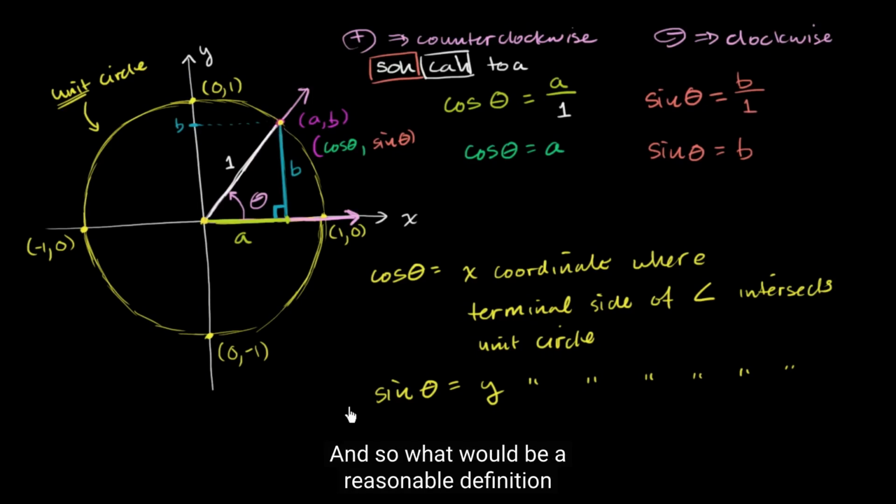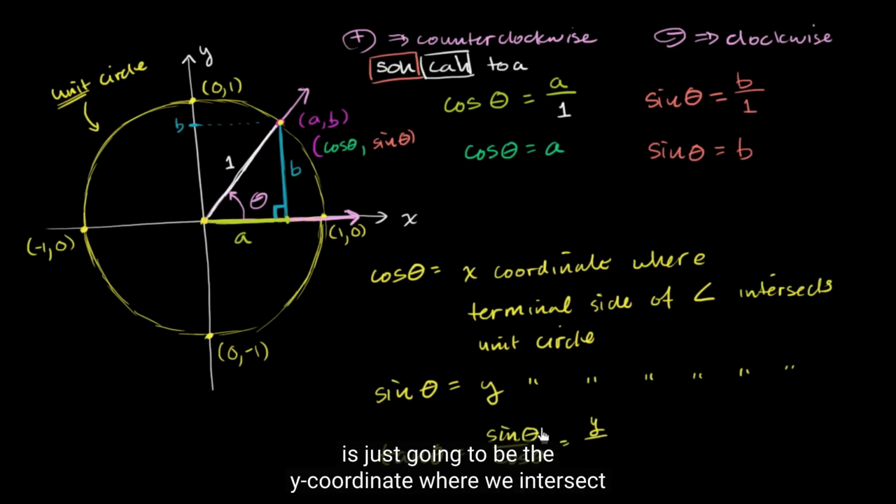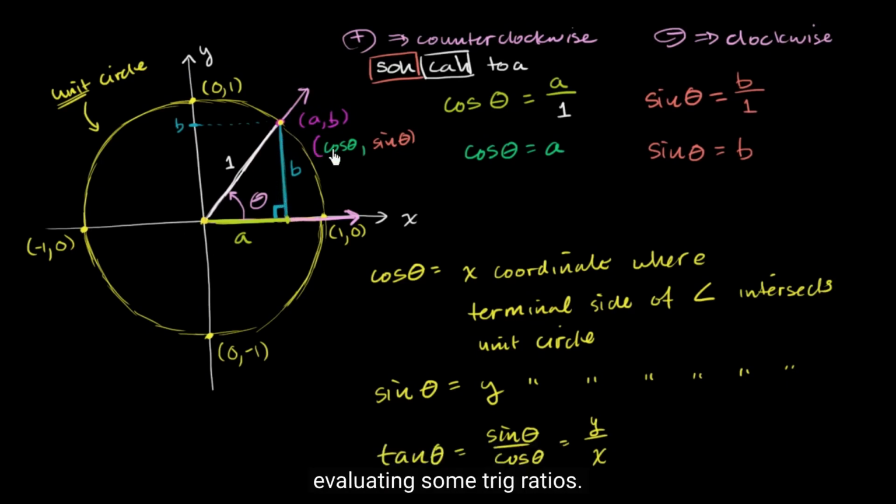And so what would be a reasonable definition for tangent of theta? Well, tangent of theta, even with SOHCAHTOA, could be defined as sine of theta over cosine of theta, which in this case is just going to be the y-coordinate where we intersect the unit circle over the x-coordinate. In the next few videos, I'll show some examples where we use a unit circle definition to start evaluating some trig ratios.